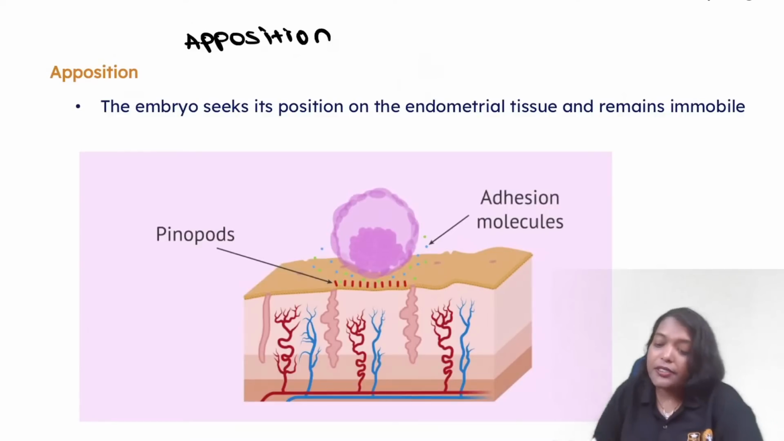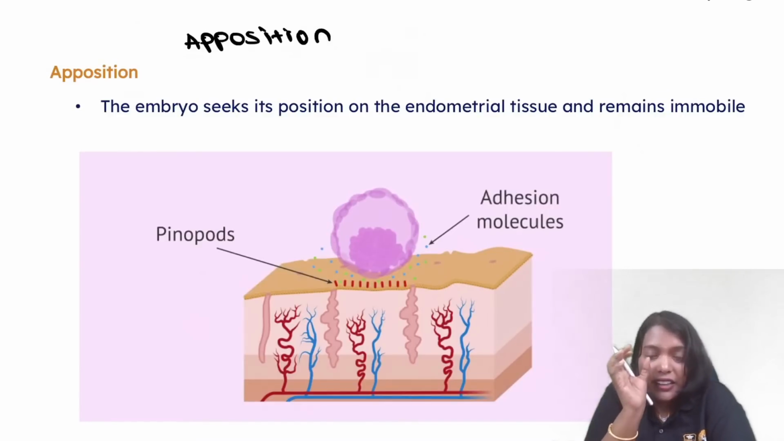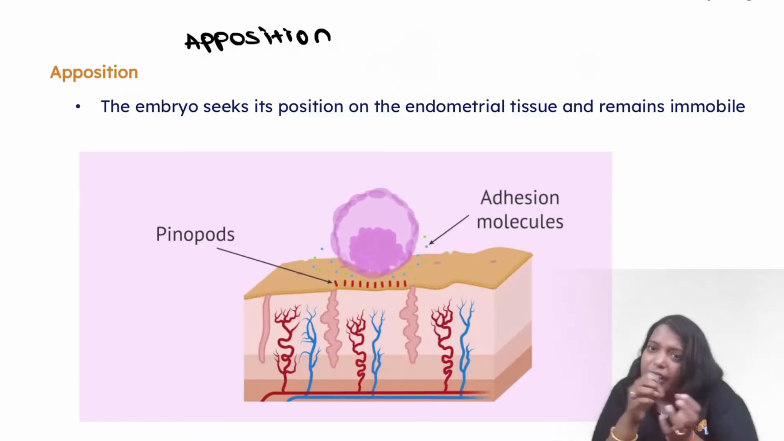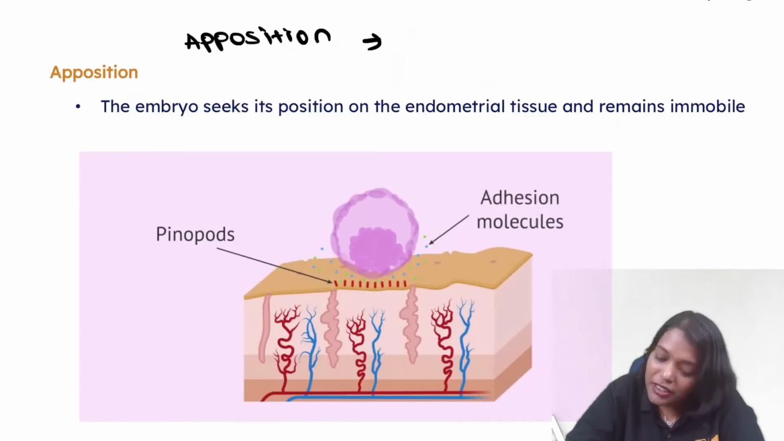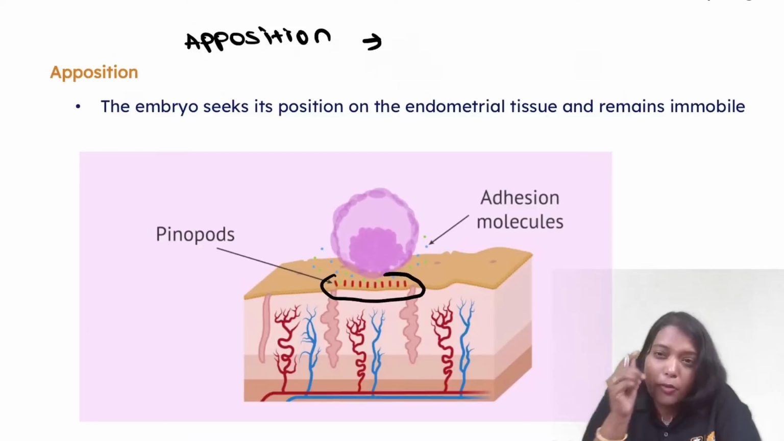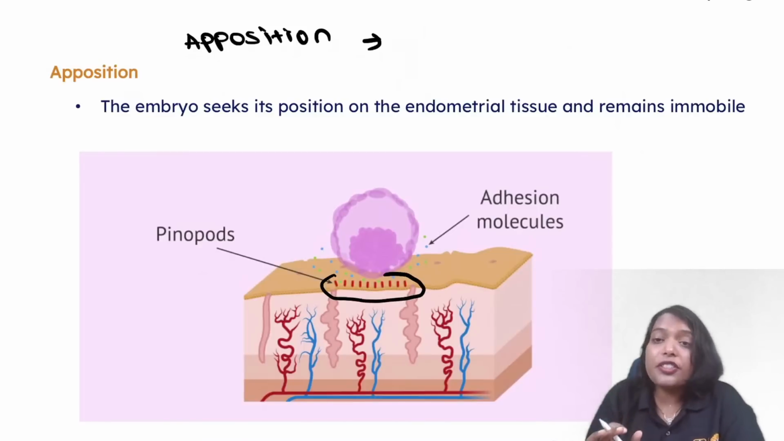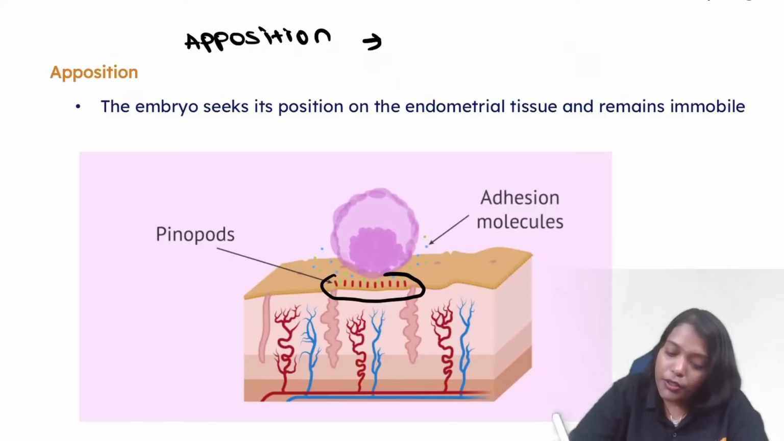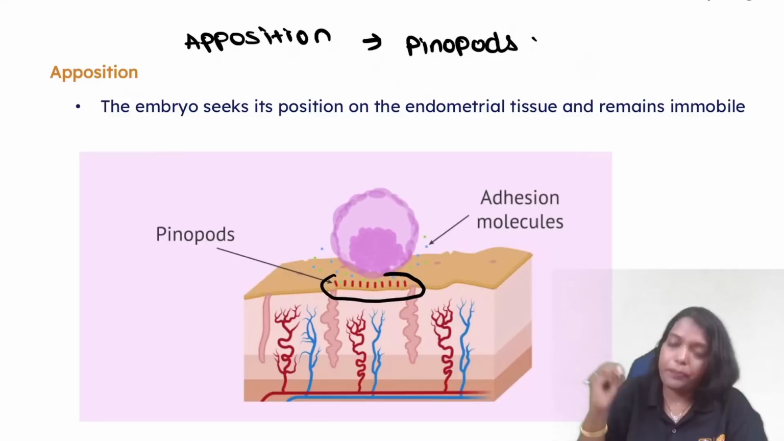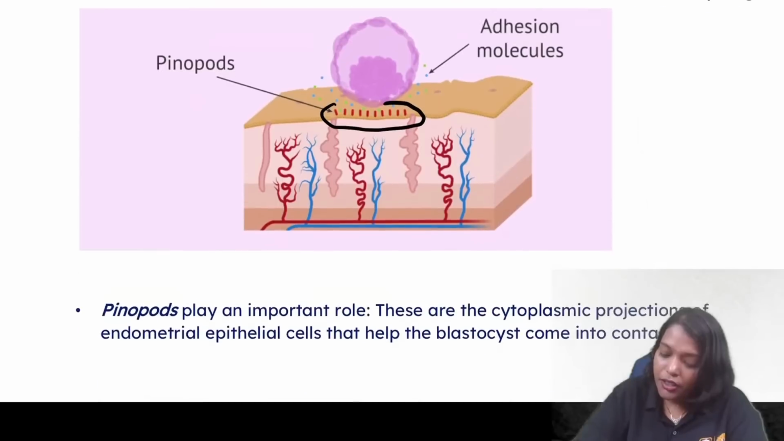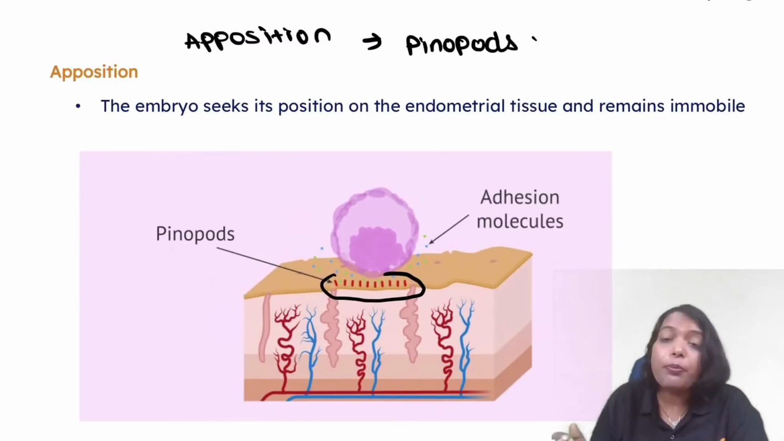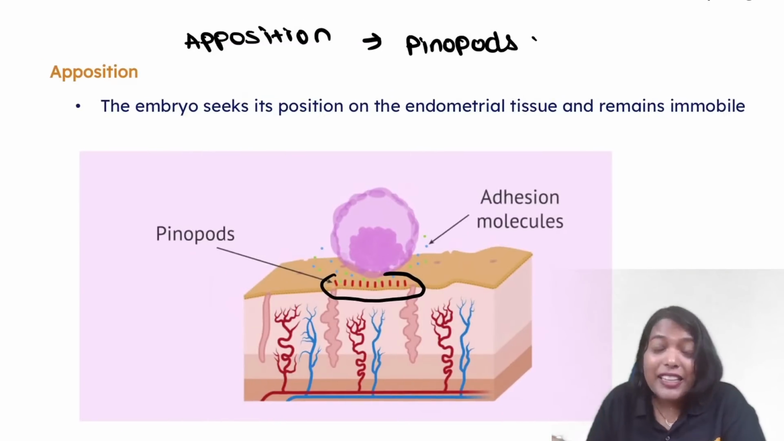So apposition is where it is just getting adherent to the endometrium, just sticking to it. And this is mainly by pinopods. Can you see this red color one? Small projections. Those projections help in apposition. So apposition is mainly by pinopods. Okay.